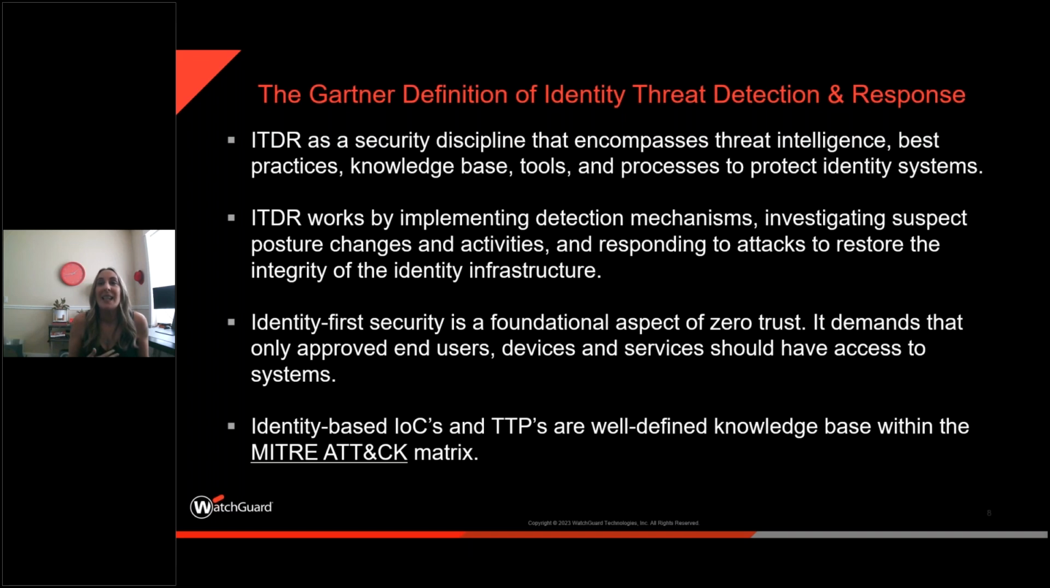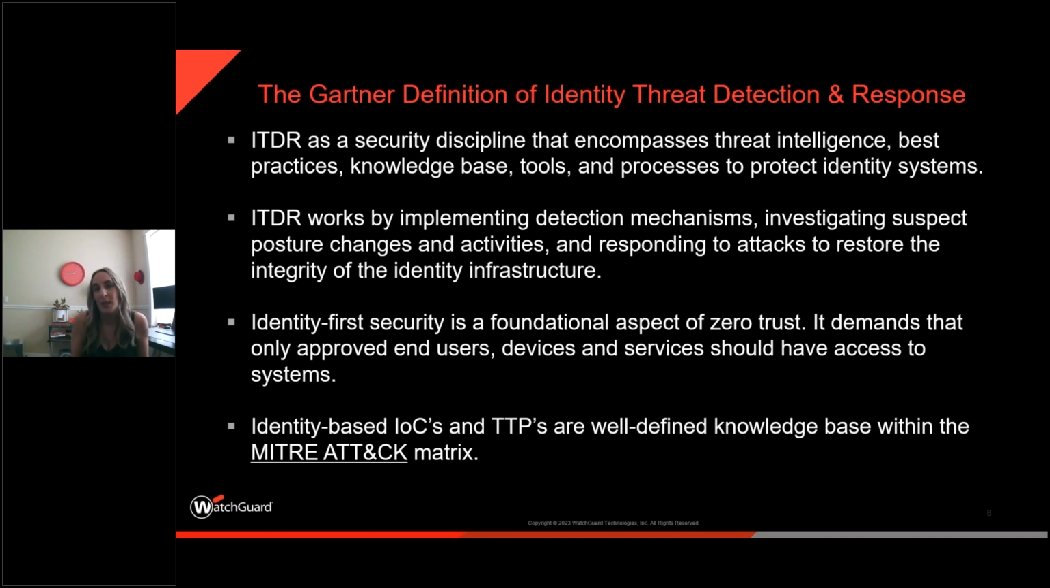But what it really is, is a security discipline that encompasses threat intelligence, best practices, knowledge base, and processes to protect identity systems. So ITDR works by implementing these detection mechanisms, investigating suspect posture changes and activities, and responding to attacks to restore the integrity of these identity infrastructures, whether they be on premises or in the cloud, is not relevant. It can be hybrid, it can be on-prem, it can be cloud, or it can be a combination of all of those things. So identity first security is a foundational aspect of zero trust.